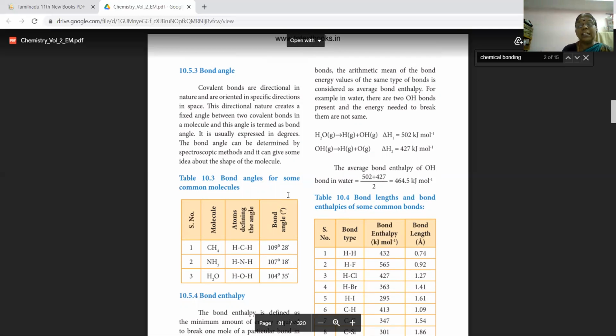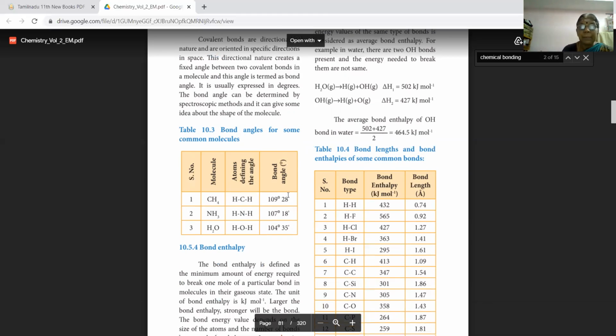For example, water gaseous stateல இருந்துச்சுன்னா H plus OH minus the delta H, the enthalpy value is 502 kilojoules per mole. அதே OH இருக்குதுன்னா அதுல Hயும் Oயும் break பண்ற பாண்டுக்கு எடுத்துக்கிற enthalpy value 427 kilojoules per mole. So we have to consider the average of the enthalpy of OH. So 502 plus 427 and divided by 2. So you will get the answer as 464.5 kilojoules per mole. That is the bond enthalpy of water molecule.